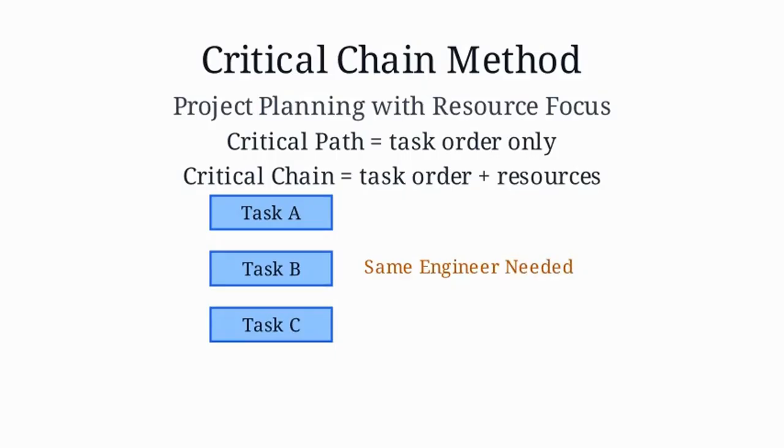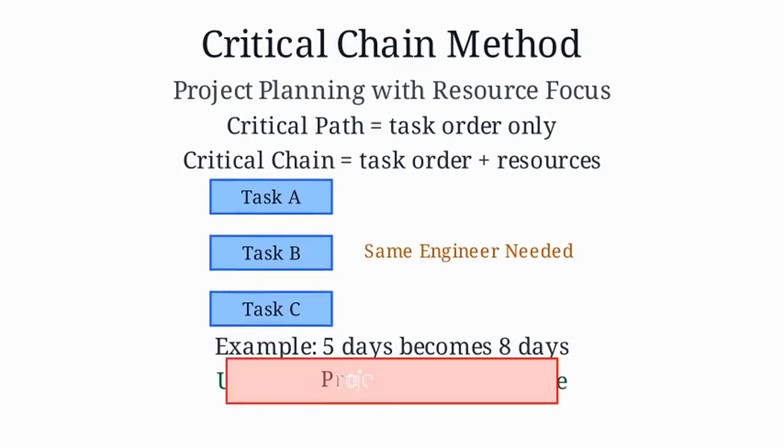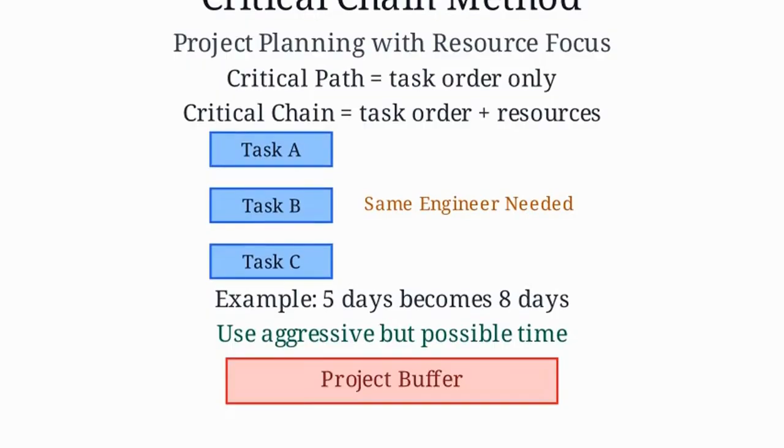In traditional planning, people add extra safety time to each task. For example, a 5-day task might be reported as 8 days. Critical chain removes that individual padding and asks for an aggressive but possible time. Then it puts all that extra time into shared buffers.